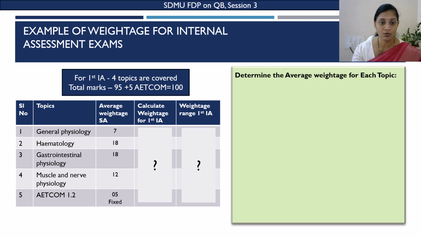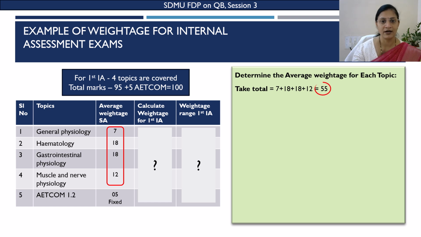ATCOM also is to be included, 5 marks, that we know. So if you want to include ATCOM, how we have to calculate the weightage, that I will show to you here. So 5 marks for ATCOM is fixed. So out of 100 we have only 95 marks to be allocated to these 4 topics. So now we shall try to allocate it to only 95 marks. So first total all the average marks, you will get 55 when you total it.